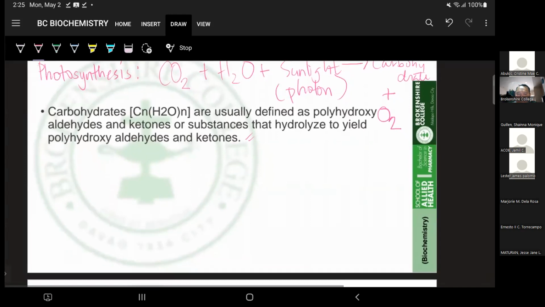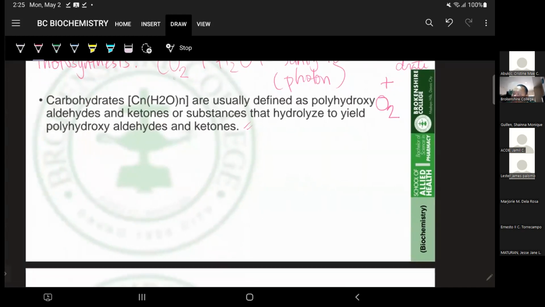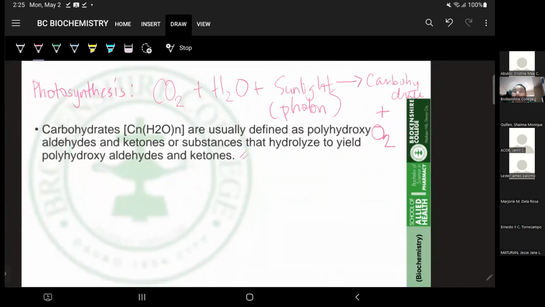So for example, if the number of carbons in a carbohydrate is 6, that is pertaining to your glucose, a 6-carbon monosaccharide. So given this formula, CnH2On, it becomes C6H2O times 6. If we convert it now, it's C6H12O6. That is the chemical structure of your carbohydrate. So with that, C6H12O6 is your glucose, given that it is a 6-carbon carbohydrate or sugar.